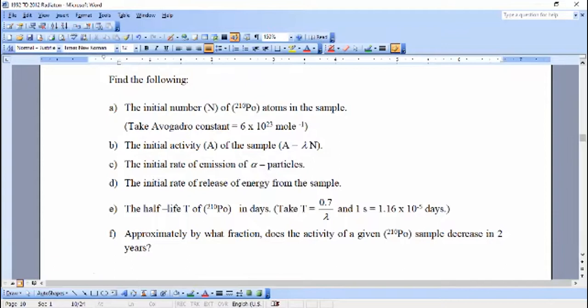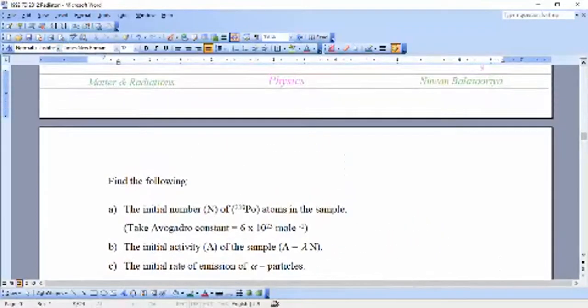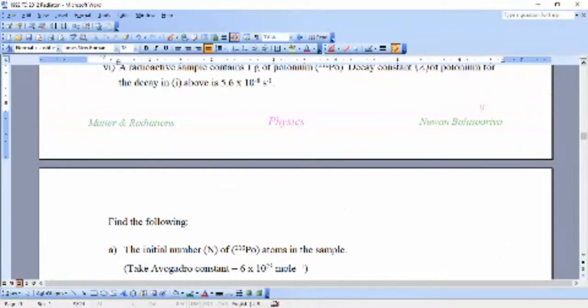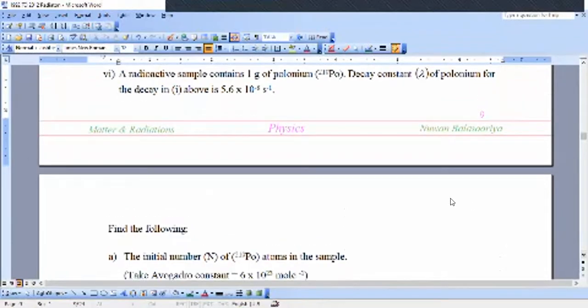I should explain what the Avogadro's constant is. Before that, let me read Roman number 6 once again. Right. Now you are able to see Roman number 6 and simple A both.